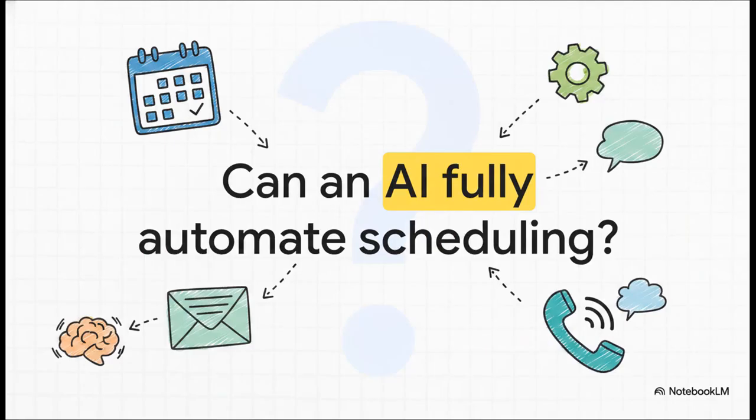So how do you build an AI that checks calendars, writes emails, and actually makes phone calls? I know, it sounds a bit like magic, right? But it's actually just brilliant engineering. We're looking at solving that very real, honestly very tedious problem of manual clinic scheduling.